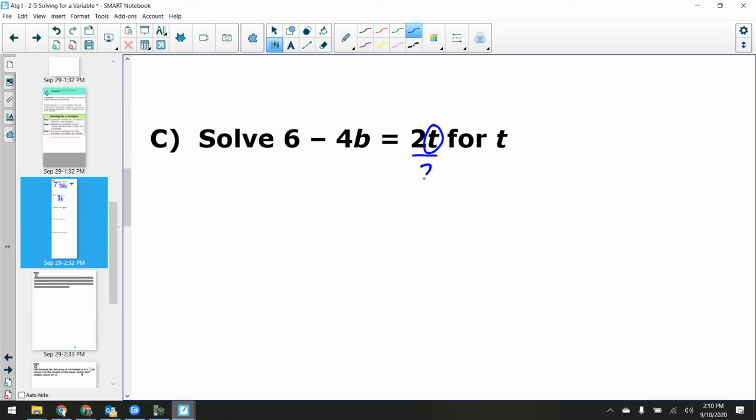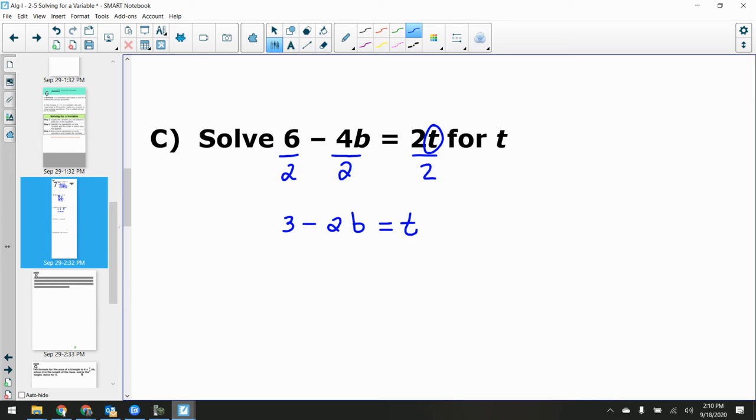Now here's the tricky part. If you've got more than one term, you've got two terms on the other side, and you're dividing by 2, each piece needs divided by 2. 6 needs divided by 2. 4 needs divided by 2. Okay, so we've got 3 minus 4 divided by 2, 2b is equal to t.